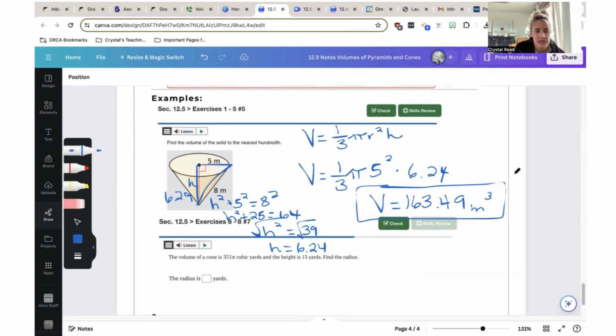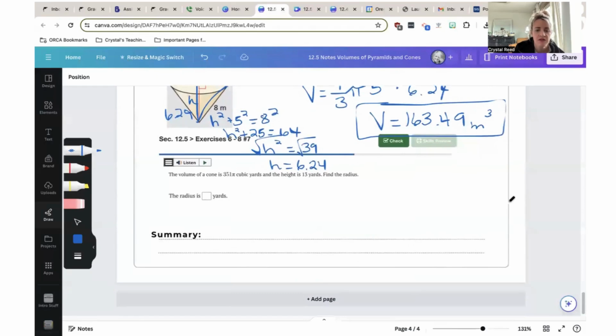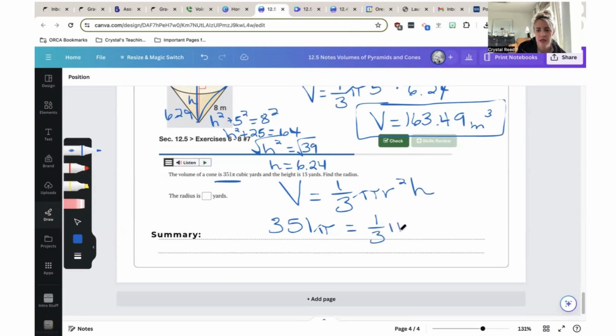Last problem for this lesson, the volume of a cone is 351 pi cubic yards and the height is 13 yards. Find the radius. Let's write our formula, always the first thing you want to do. 1/3 pi r squared h. Let's plug in what we know. We know the volume is 351 pi. That's going to equal 1/3 pi times the radius squared, which we don't know, it's what we're trying to find, times the height. Height is 13.